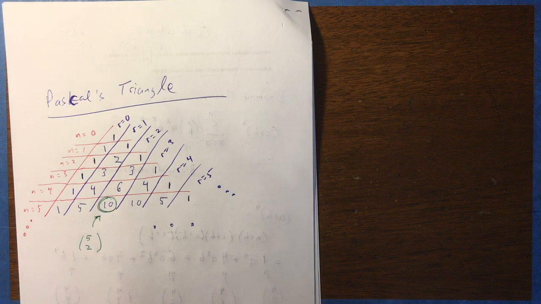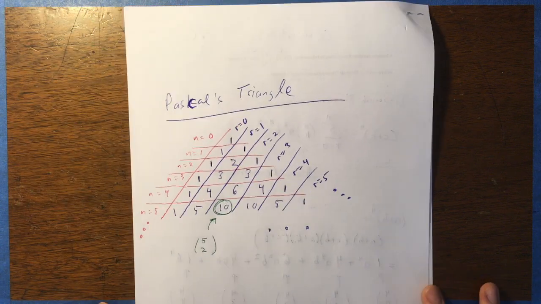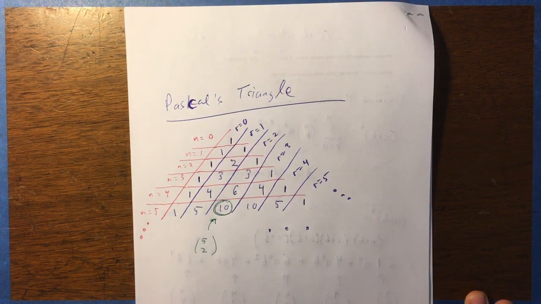You can also use the Google search bar. If you just type into the Google search bar 5 choose 2, it will tell you that equals 10, because Google is really good at math. So that's it.